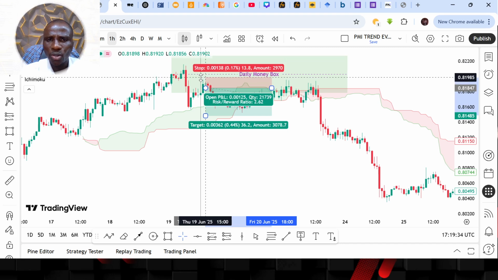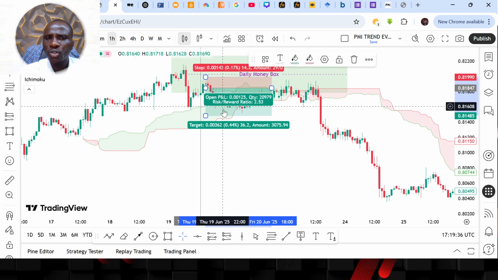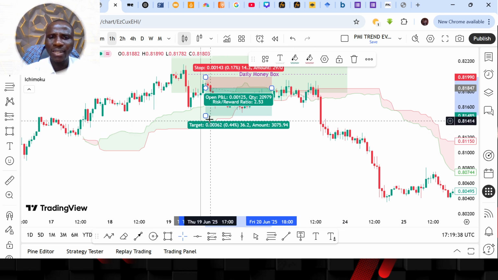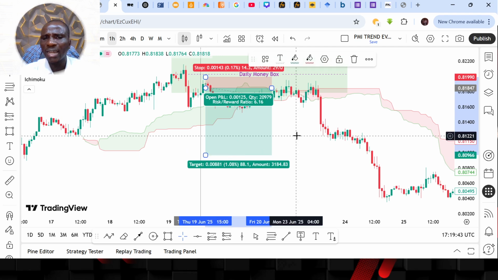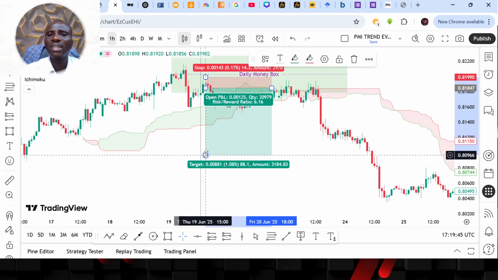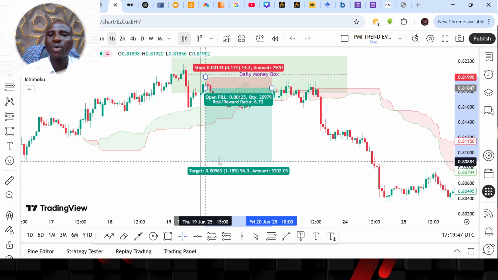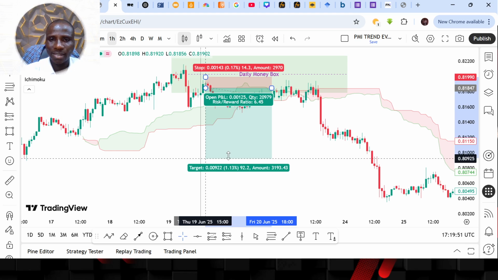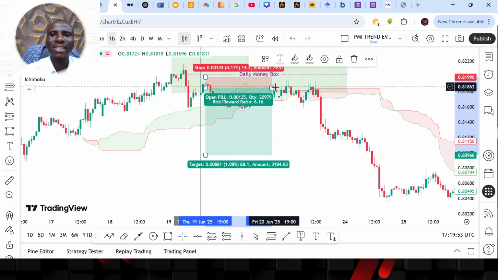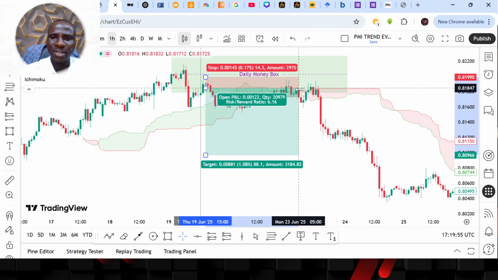And the stop loss will be below the lowest low inside the money box, then you take ratio 1 to 6 or 1 to 5. Don't take more than that. Even if you have the price moving to ratio 1 to 7, on the average, take ratio 1 to 5 or 1 to 6 max. This is how you take trade, and this is how we trade at Potential Miners International.